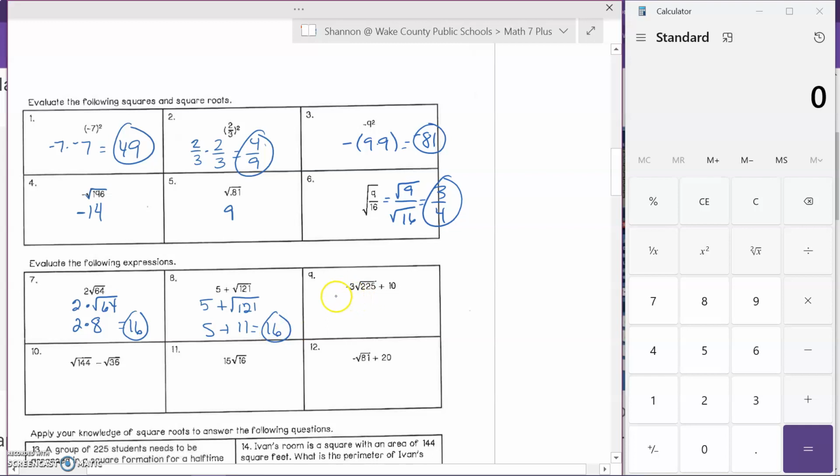All right, let's look at this one. This is -3 times the square root of 225. And then we're going to add 10 later. Remember, order of operations. So you can kind of think of radical or square root sign as being parentheses. You got to do that first. We can't multiply till we know what that is. That's -3 times 15 plus 10. We're going to do this part first. That's -45 plus 10. So that's -35.